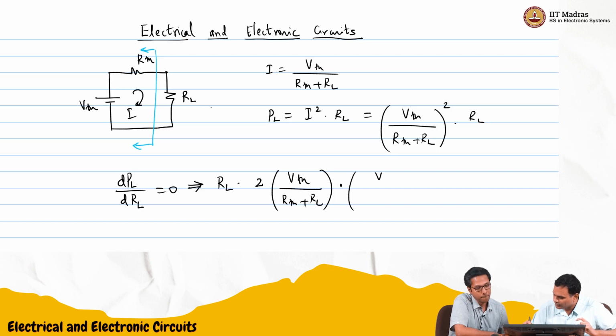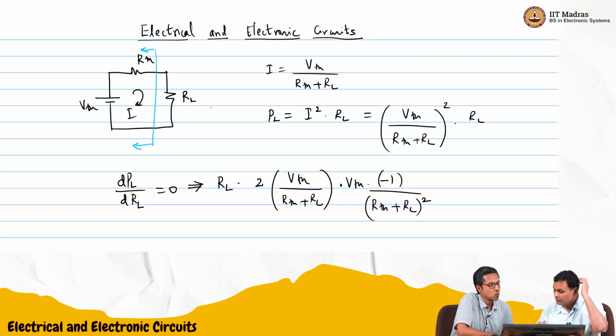The denominator, yes. So that would be VTH, which I'll write outside like this. I have to take the derivative of 1 by RTH plus RL, so minus 1 by RTH plus RL the whole squared. This is the derivative of the first function times RL, which I have put in front. Now I have to take the derivative of the second one, that is just 1. So it is just the first term times 1, and I have to equate this to 0.